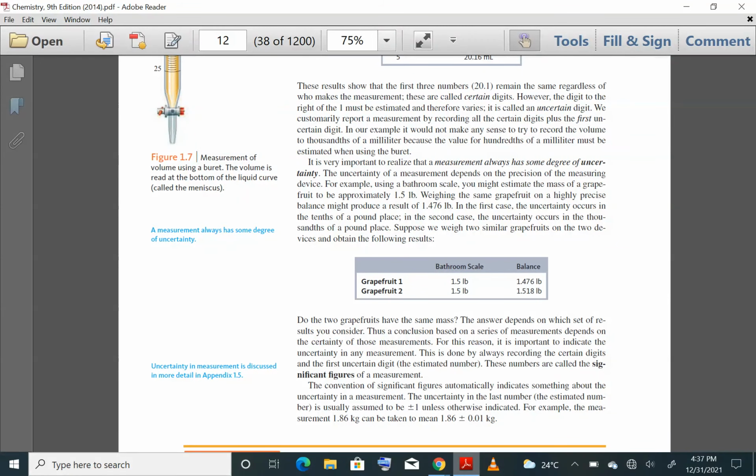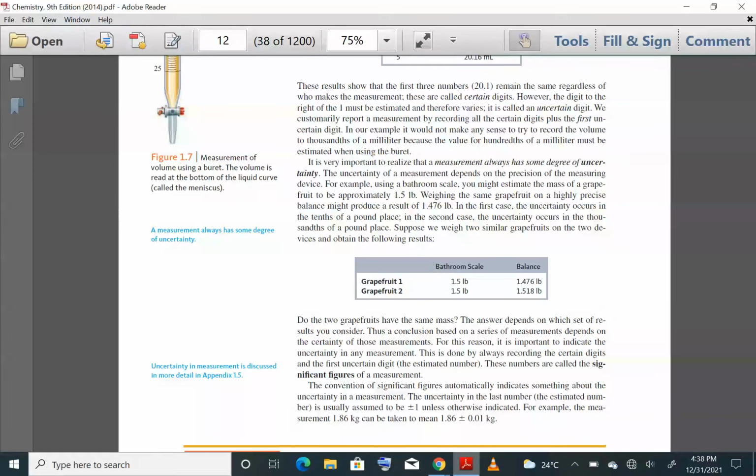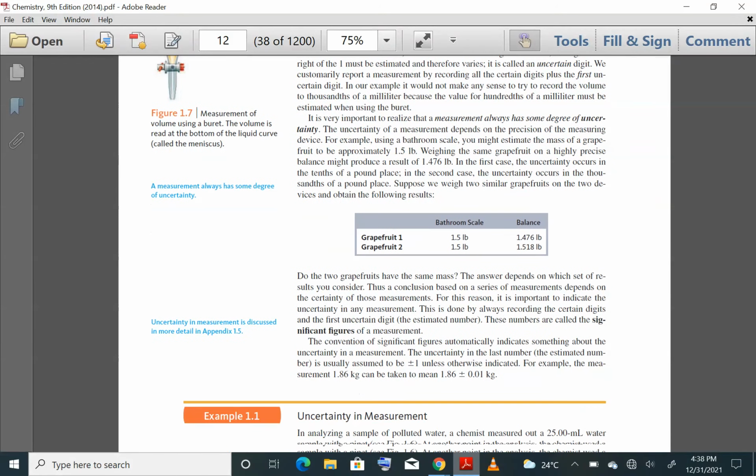So to ensure that these degrees of uncertainty are indicated, this is done by always recording the certain digits and the first uncertain digit, which is the number that you've estimated. Like in our previous example, 20.1, those were certain digits, right? So you record all the certain digits and the first uncertain digit. Why don't you want to record two uncertain digits? Because that wouldn't make sense, right? Because you're saying already the first uncertain digit you are uncertain. Then how can you put another digit which is uncertain? It wouldn't add up, right? So it's all the certain digits and the first uncertain digit. These numbers are called significant figures of the measurement. So you can see those examples that I gave there where they're saying 1.86 plus or minus 0.1 kg, so that you are well aware of what you're dealing with.